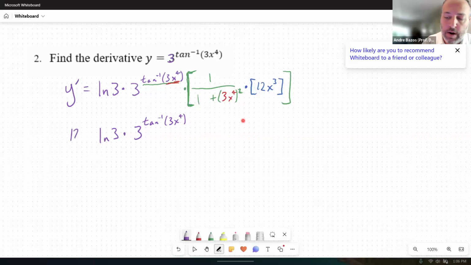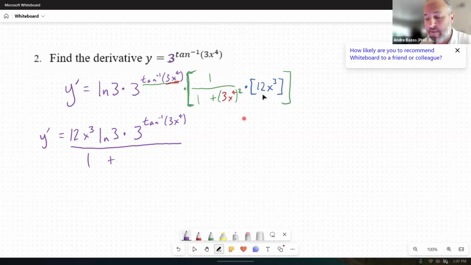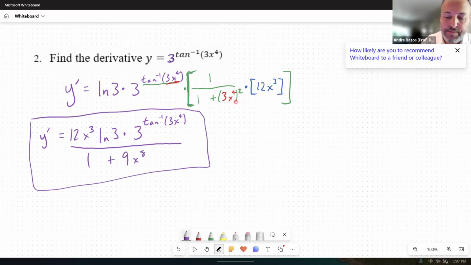I might throw the 12x cubed in front just because of my OCD. I might throw all that stuff on the bottom into the bottom down there and everything else in the top, right? So 1 plus that stuff being squared, which, if I square it, would be 9x to the 8th power. 9x to the 8th power, and there is my derivative.